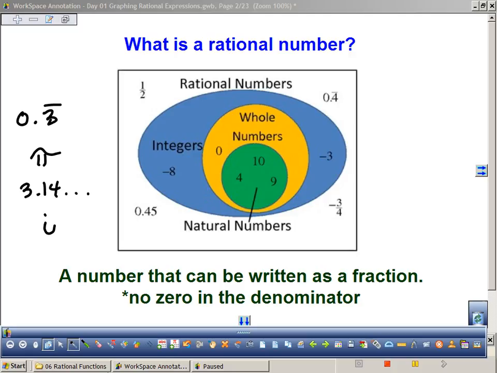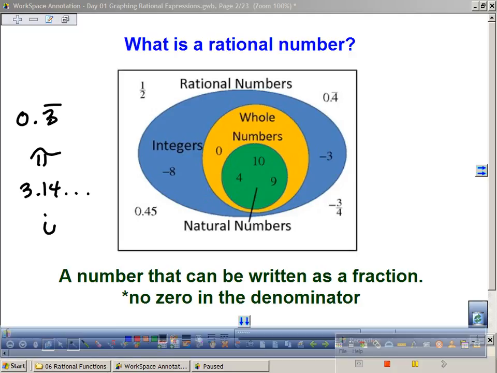So rational expressions or rational functions, we just have variables in them. So we're going to use all the same rules as when we have fractions, okay? There's one important piece to this: a number that can be written as a fraction, but no 0 in the denominator, right? That's one rule. So this one is not a rational number. 9/0. What? A lot. Okay, let's talk about it.